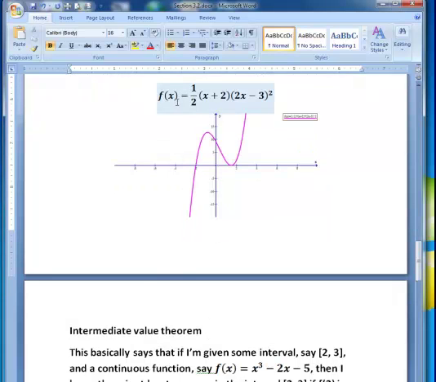In this case, we have f of x equals 1 half times (x plus 2) times (2x minus 3) squared. This is the graph. Notice my zeros are at negative 2 and at 3 halves. At negative 2, notice what it does. It crosses the x-axis. It actually goes through it to where it's negative on this side and positive on that side. At 3 halves, it doesn't cross the axis. It goes down, it touches the axis, it makes the 0, and then it goes back up. So understand when I'm talking about multiplicities, I'm talking about how it behaves at the 0. Does it cross it, or does it just go and touch it?